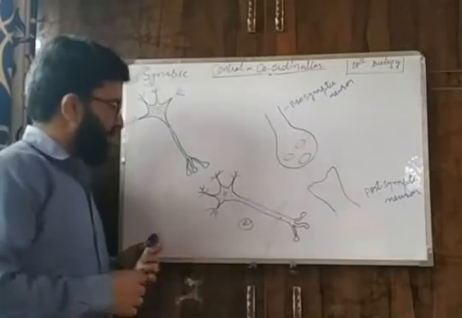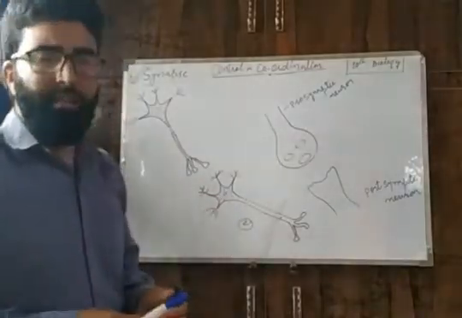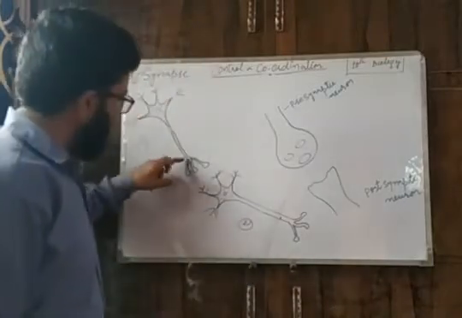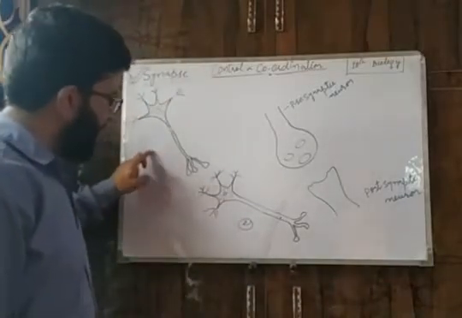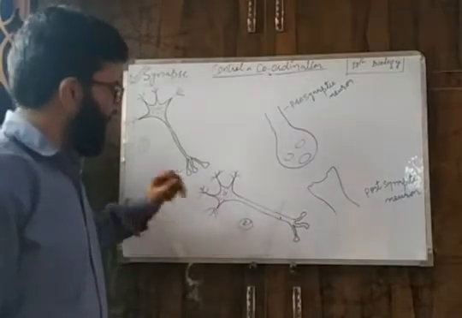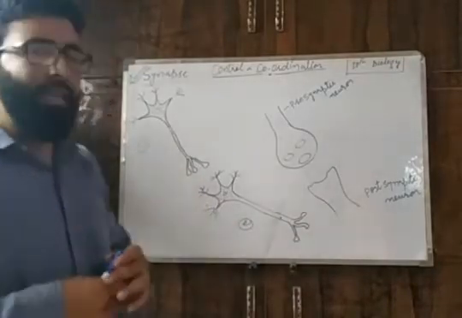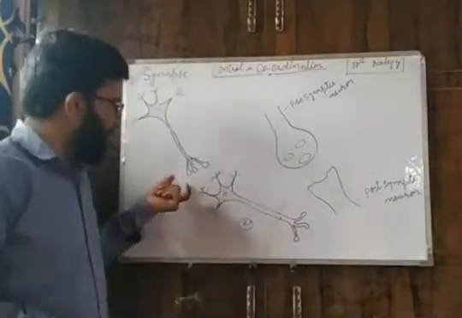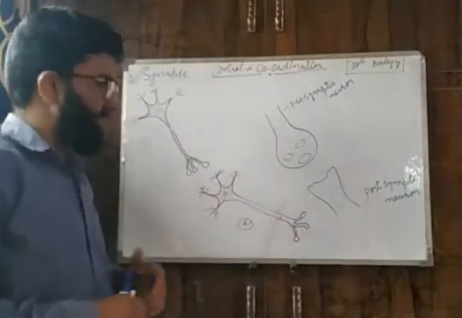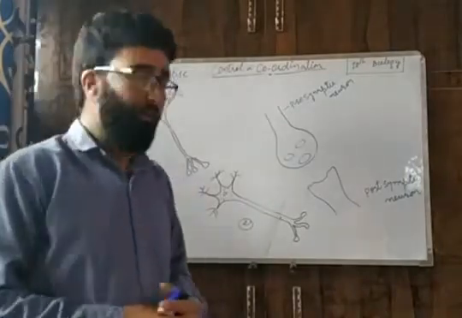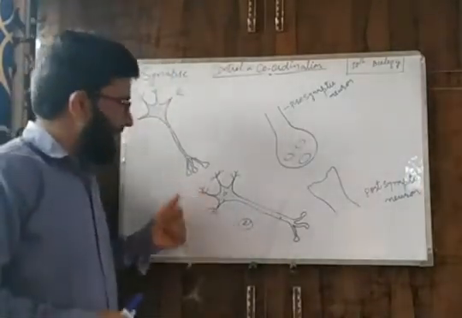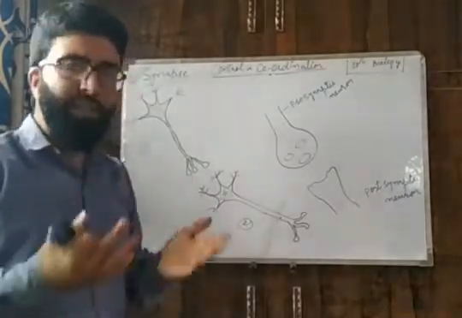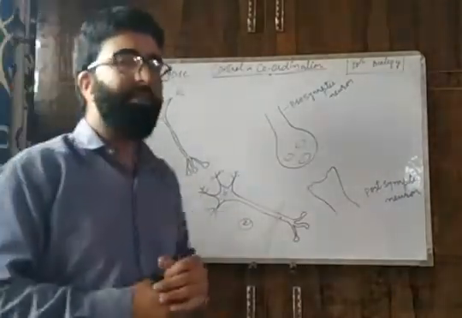This junction is called synapse. The junction between the terminal arborization of one neuron and the dendrites of another neuron is called synapse, or we can say the close proximity between two neurons is called synapse. These are not in direct contact with each other, and they lie very close to each other.